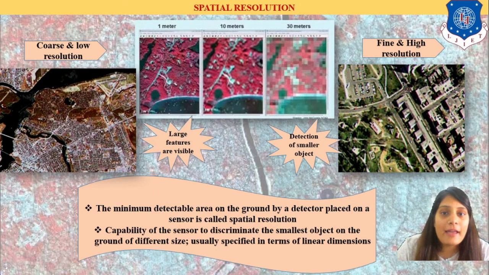And similarly, I have shown here the fine and high resolution image. You can see here even the small features are seen very properly. So here, spatial resolution tells us that the minimal detectable area on the ground by the detector placed on the sensor is called spatial resolution, right? The sensor has the capability to get fine, high and coarse, low resolutions, and according to the resolutions we can have feature identification, which is known as spatial resolution.